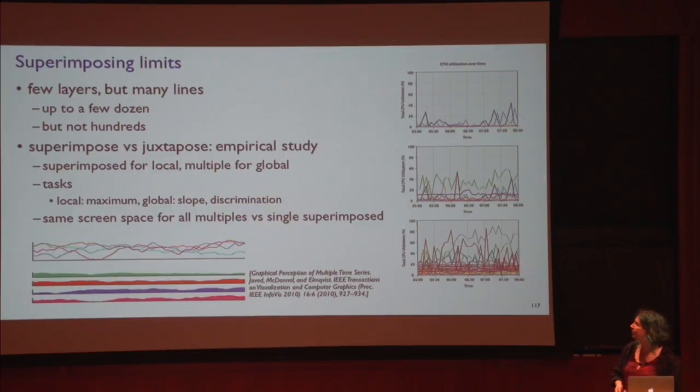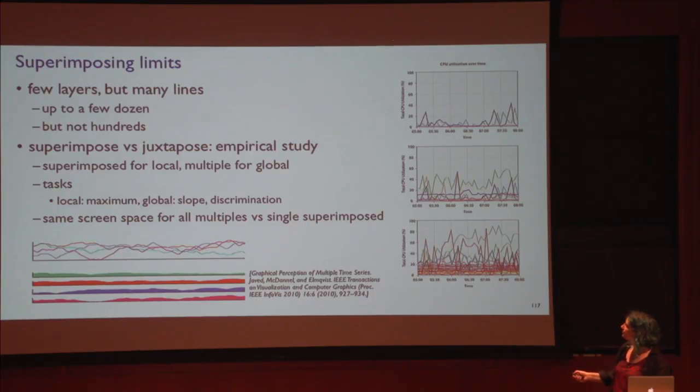So there's been some empirical work on this, where they actually did a study comparing one larger line chart with superimposed lines versus several smaller small multiples, because you want to actually take into account that you're using up your pixels. And what they found was it depended on the task. For local kinds of tasks, you could get away with more than for these global tasks.